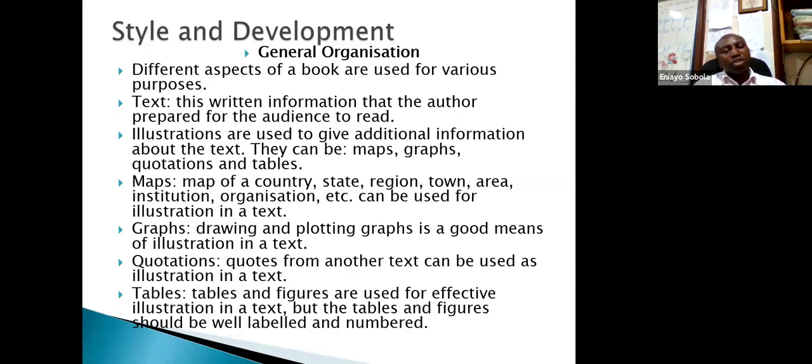So another means of illustration, we have tables. Probably they are called tables and figures. Tables and figures and also diagrams. So tables are used for effective illustration because it enables you to state something in a tabular form. It may be 2 or 3, arrange it, and fix necessary items in the table.